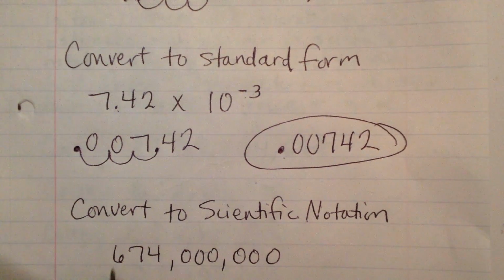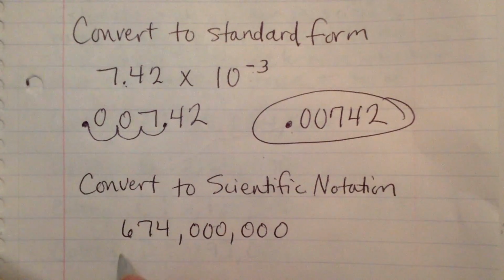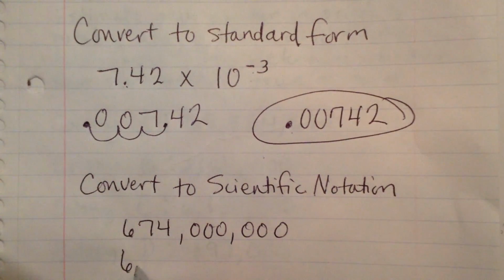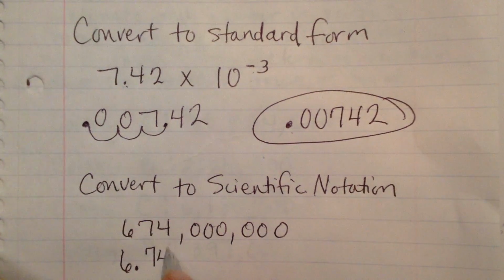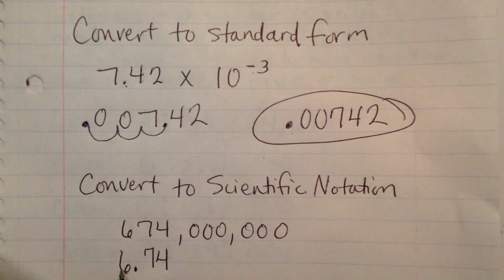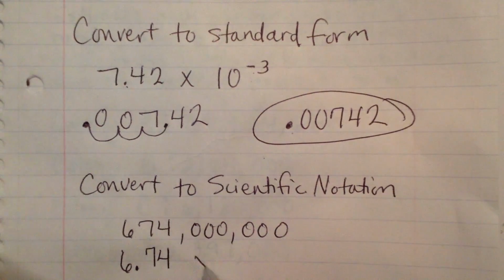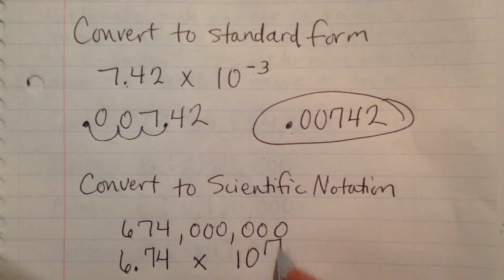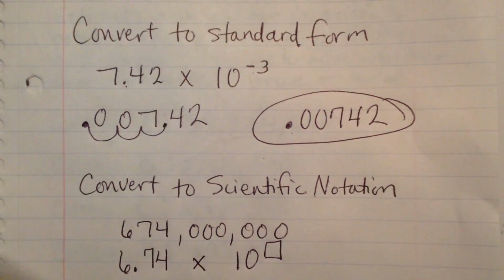Now let's convert the next number to scientific notation. So you have to have your decimal behind the first non-zero digit, which would be 6.74. And you're to write down every number all the way down to the last digit that is a non-zero number. So that's the reason why you have to keep 6.74. This number is less than 10. Times 10 to some power is how we leave our answer in scientific notation.